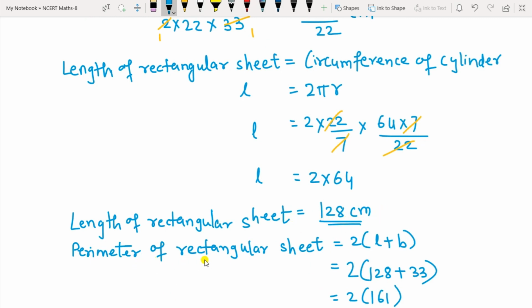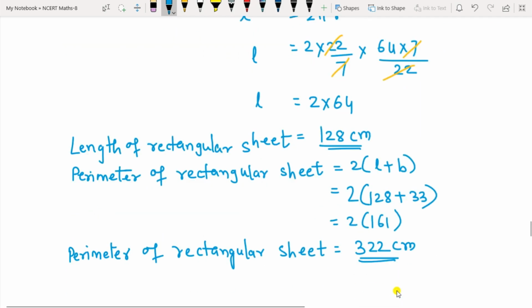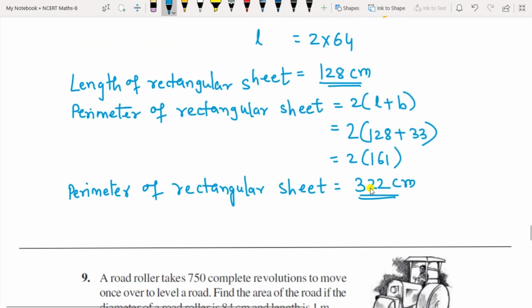Now you have to find the perimeter of the rectangular sheet. The formula is 2 bracket L plus B for a rectangle. Substitute the values of L and B. It becomes 322 centimeter. That is the perimeter of the rectangular sheet.